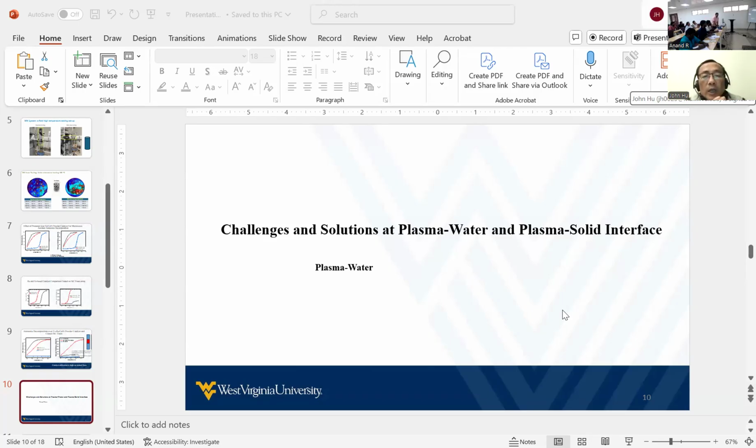So let's talk about the challenges and solutions at the plasma water interface and also the plasma solid interface. Most ammonia synthesis is a gas solid reaction, but you can also make ammonia in the aqueous phase. So basically you have plasma interact with the water. That's what we are talking about today. But we are also going to talk about the plasma solid interface, how you monitor the solid surface, the reaction, and what kind of in situ environment you may have.